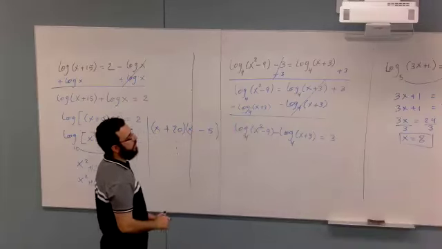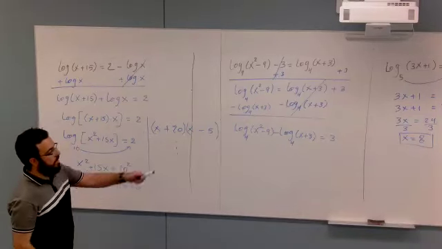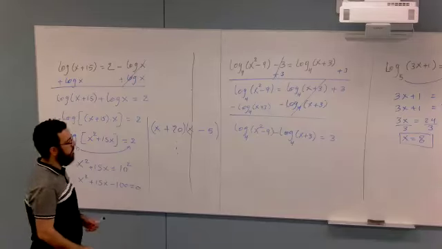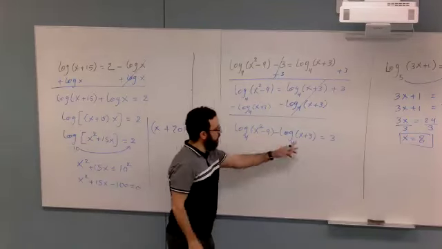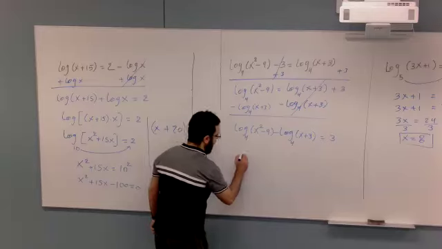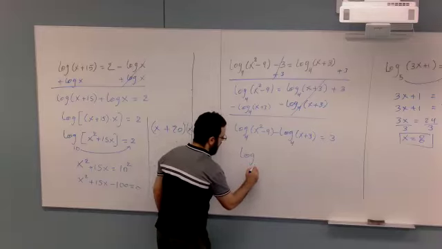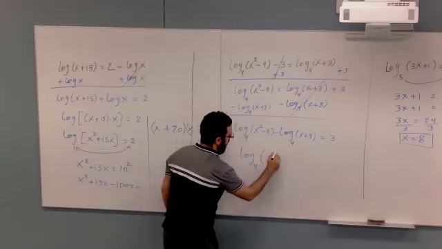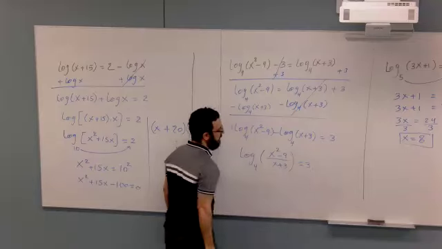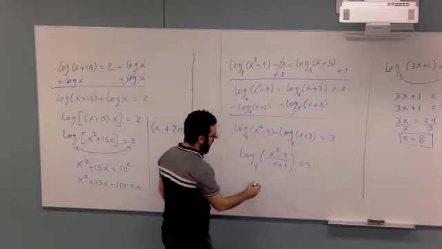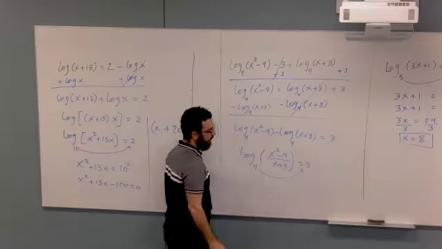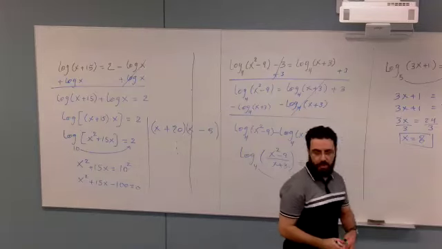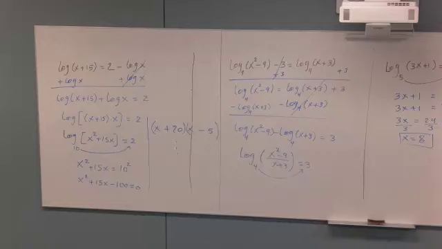Now, which example is similar to this one? The same way we did there. When I have minus between two logs, what is it going to be? x squared minus 9 divided by x plus 3 equals 3. It's exactly what we did over there. Then move this one here and solve the rest. You get the idea?